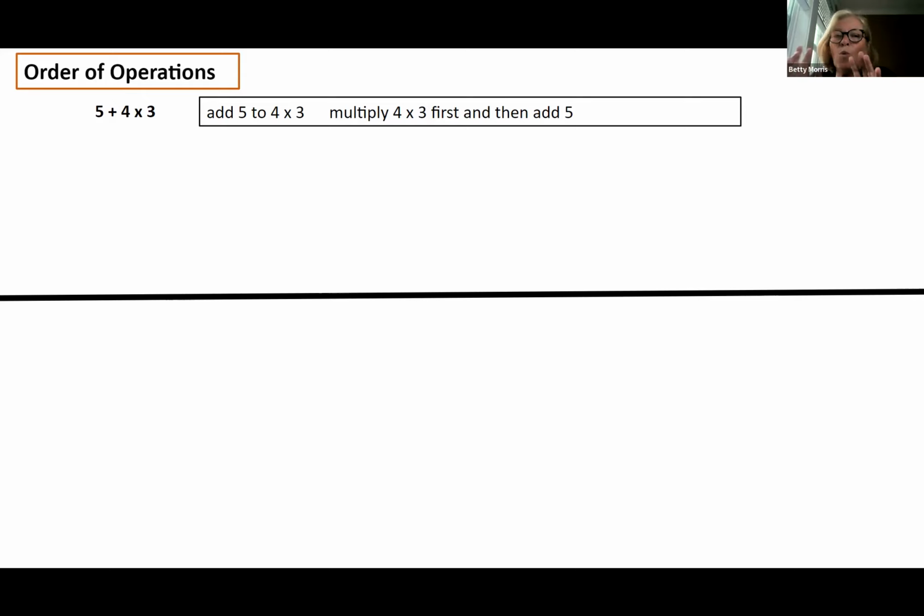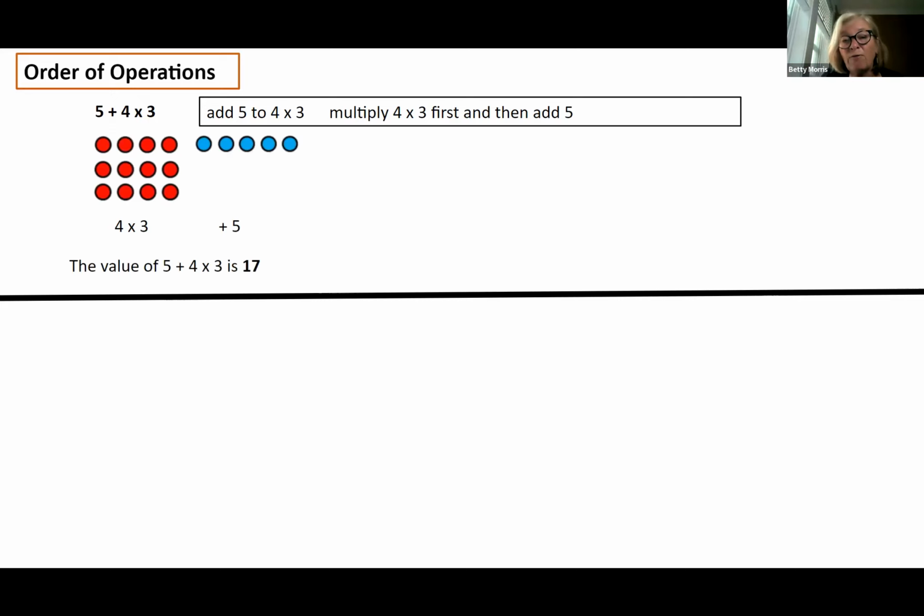Again, what if you see that the students are going to say 5 plus 4 times 3, but we want them to understand what to do first. We want them to think about 4 times 3 first. That's why that second one might be better. Multiply 4 times 3 first, and then add 5. And so this is what it looks like. So they see this: multiply 4 times 3 first, and then add 5. The value of 5 plus 4 times 3 is 17. Now I'm going to show you another way.